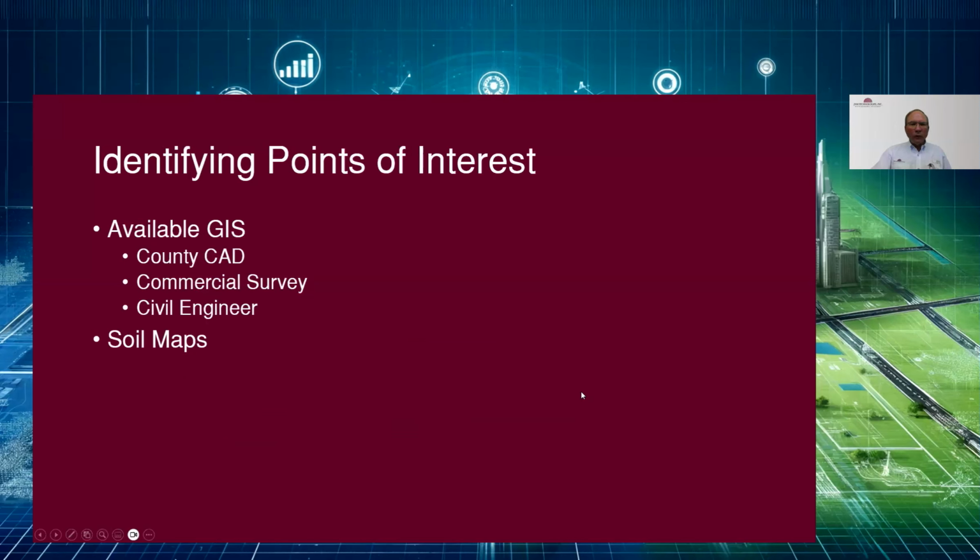Okay, identifying points of interest. The tools that we typically go to are available GIS. Typically, it's the county CAD maps that are available, and oftentimes these are going to include topo and things of that nature. Commercial surveys: on any of the larger projects that we're involved in, normally a commercial survey has been done.